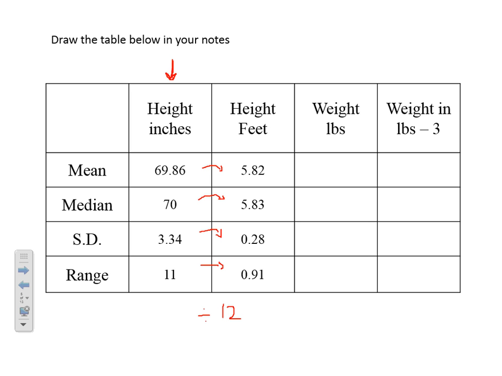We didn't know that there was a 70-inch person, a 65-inch person, a 68-inch person. They just said, here are some summary statistics about a group of people in inches, but we want them in feet. Good news, we don't have to have the originals. We can just divide through by 12. So let's fill in the rest of this table.